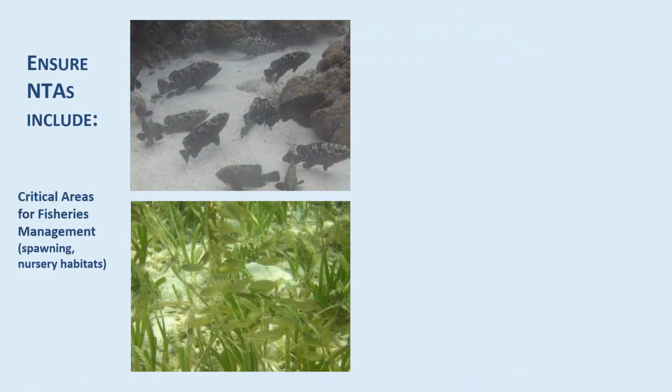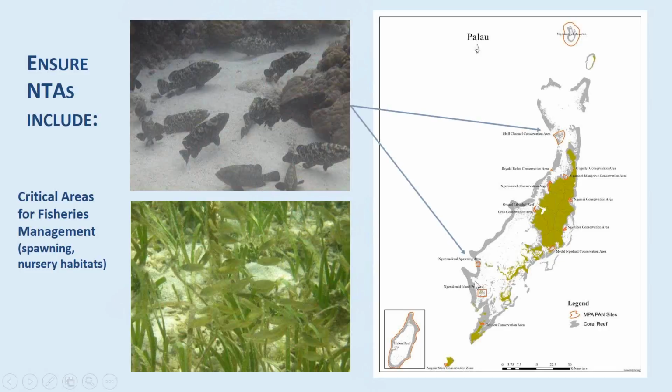The other thing we need to do is to make sure no-take areas include critical areas for fisheries management. These could be fish spawning areas, such as these groupers here, or nursery habitats. And there's some great examples of how this has been done now in a few places. Here's just one from Palau in the Western Pacific. You can see this is the main island chain in Palau, and these orange things are their protected area network.